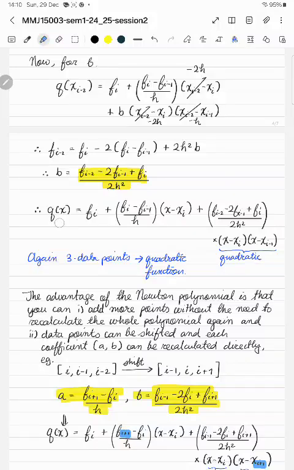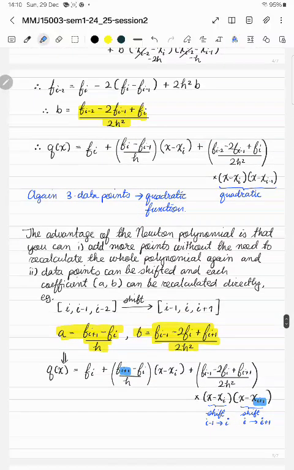Our polynomial becomes q(x) equals f_i plus a, so this is a and this is our b. Again, three data points will bring you to a quadratic equation.